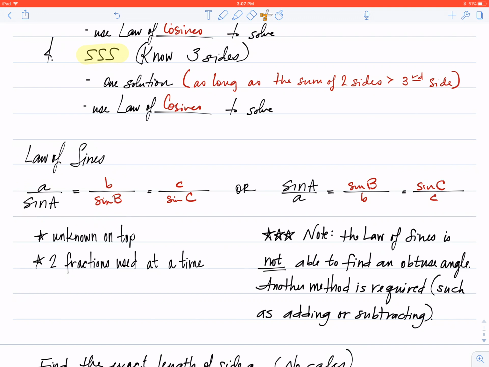Now, one other thing to note, and this part is really, really important. In fact, it has 3 stars on it. The law of sines will not be able to find an obtuse angle. So let's stop right there. If one of your angles might be obtuse and you have to solve for it, the law of sines will not find that for you. That's because of the restrictions on sine inverse. And so you would have to use another method like adding and subtracting. I'll point that out to you as we go along in working through the law of sines.